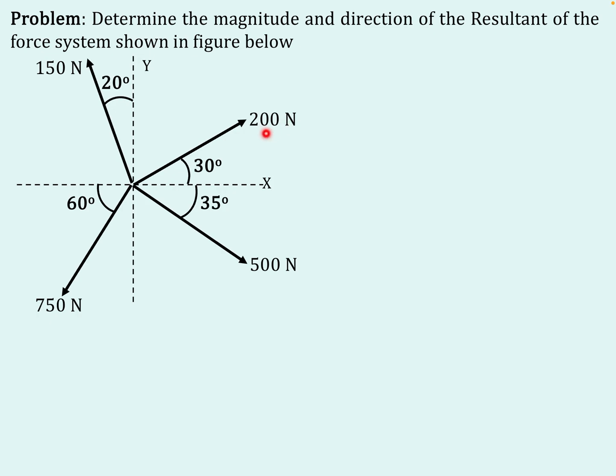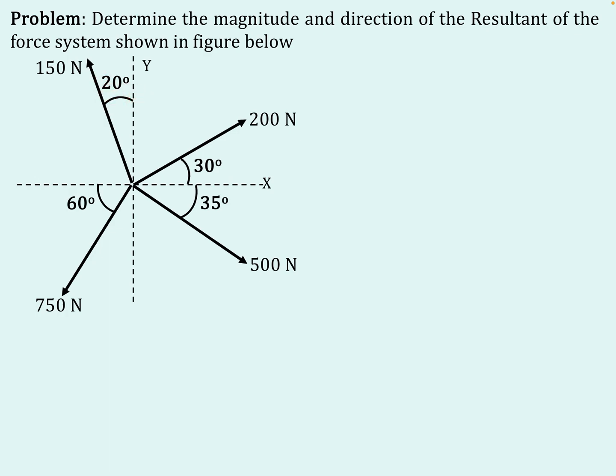One force, 200 newtons, making an angle of 30 degrees with the horizontal. Another force, 500 newtons, making 35 degrees with the horizontal. A 750 newton force making 60 degrees with the horizontal. A 150 newton force making 20 degrees with the vertical or y axis.